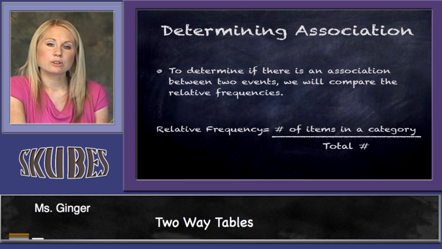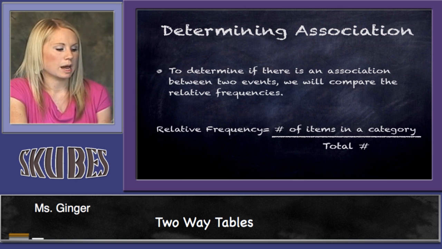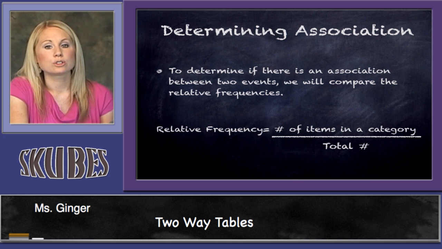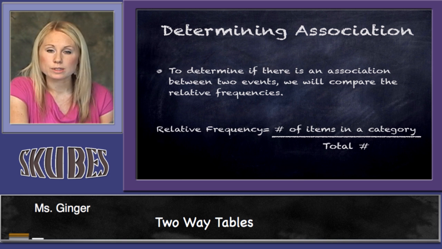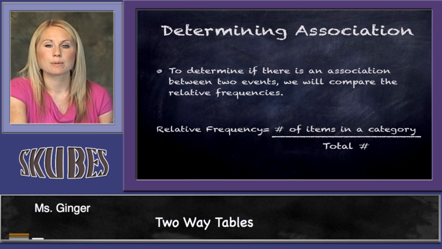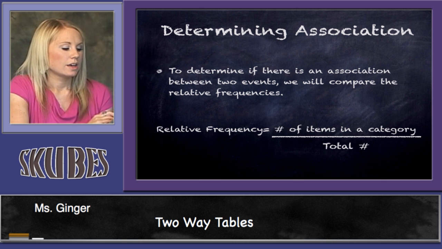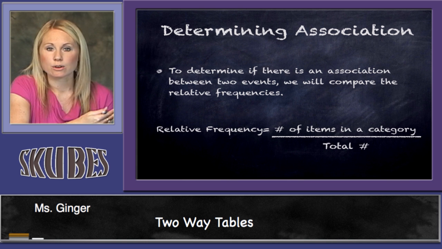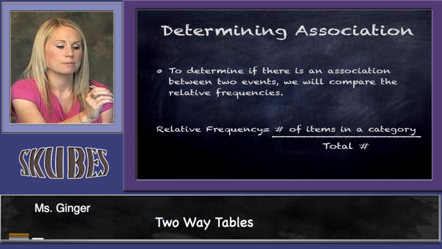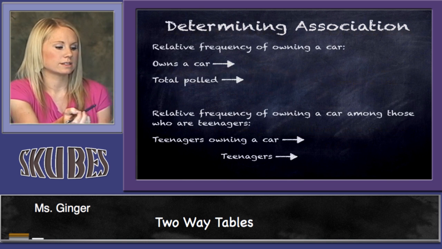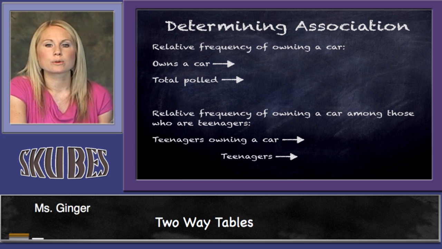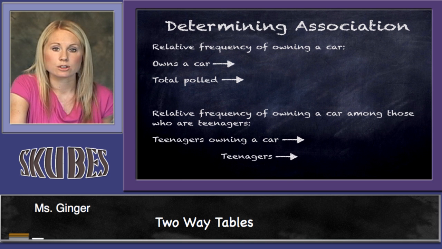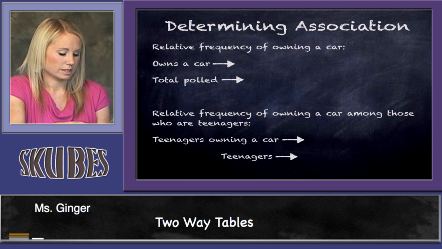Now we're going to see if we can use it to find some kind of relationship, some type of association. So what you want to do is compare the relative frequencies, and we talked about that term. Remember, it's how many times that event occurs. So relative frequency is going to be the number of things in a particular category divided by the total. So for instance, let's see if the group of teenagers are more likely to own a car versus just any individual owning a car. Let's say we wanted to know that.